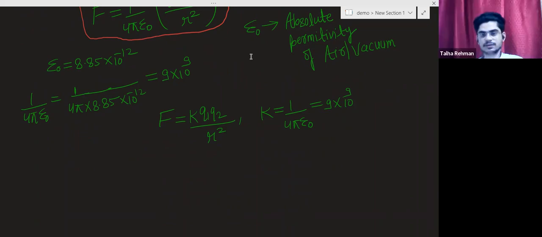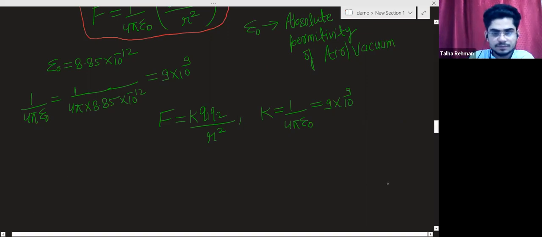So in this world, there is a limitation to all things. Like we humans also have the limitation that we cannot fly like Superman. In the same way, this Coulomb's law has some limitations.